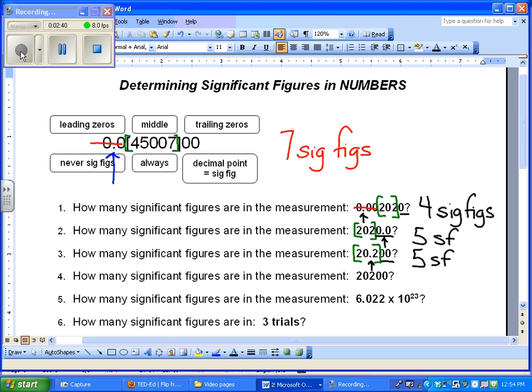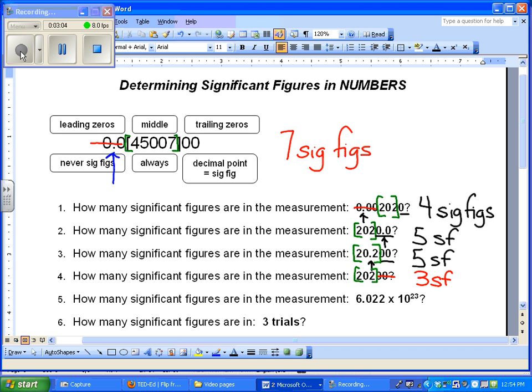Now let's try a number that doesn't have a decimal point. I'm going to go ahead and bracket those numbers. There's no leading zeros, but if you look throughout the number, there is no decimal point. So I am not going to count those trailing zeros. So in this case, I have only 3 significant figures.